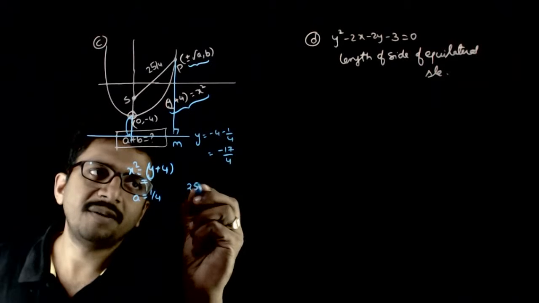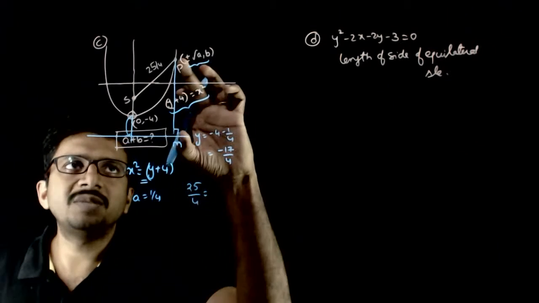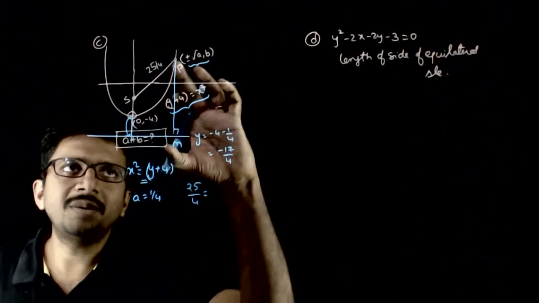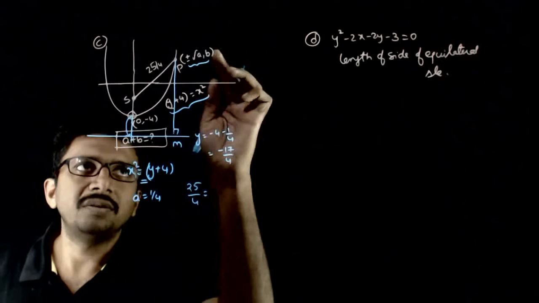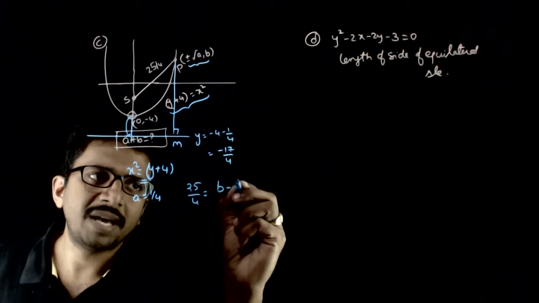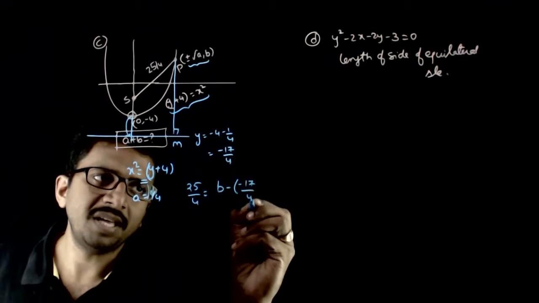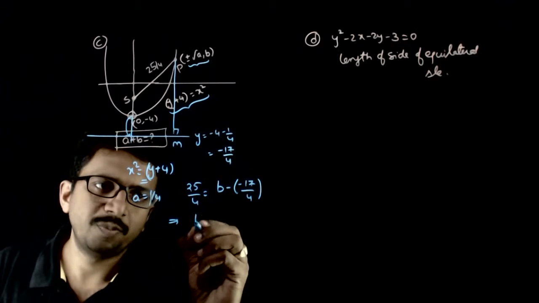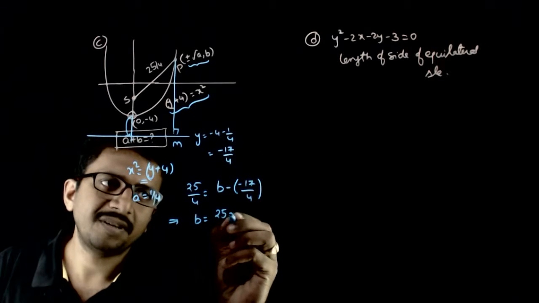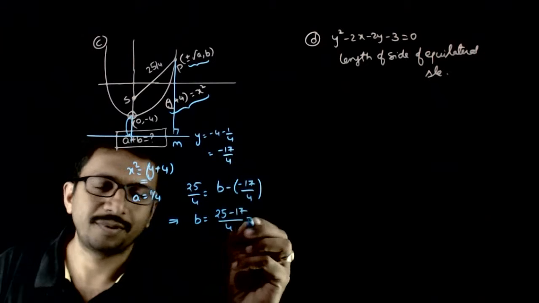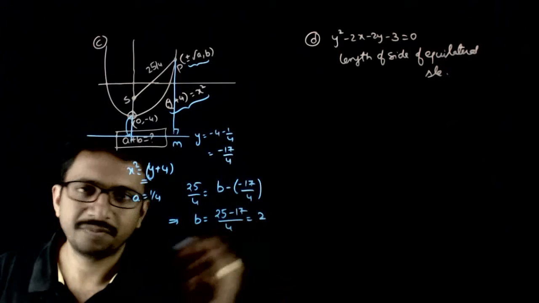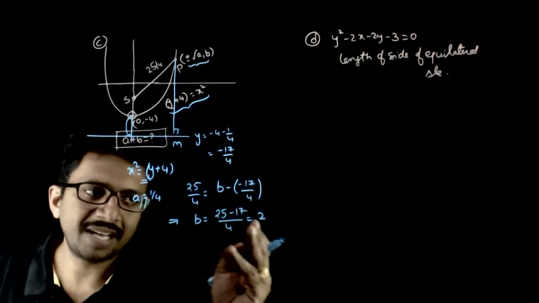So 25 by 4 is equal to the distance between the point P and y is equal to minus 17 by 4. This is nothing but the difference in the y coordinates. So the y coordinate of this is b minus of minus 17 by 4. So b is equal to 25 minus 17 by 4. 25 minus 17 is 8, 8 by 4 is 2. Now my value of b is 2.